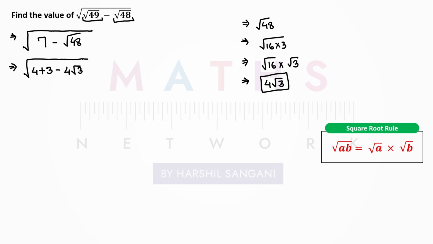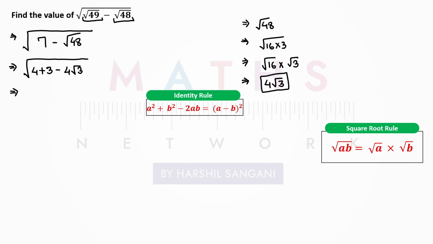Here guys, there is a square root, so we have to bring this expression in the form of a square to solve it. For that, we use this identity, that is a square plus b square minus 2ab equals a minus b whole square. Now guys, we have to get this 4 and 3 in the form of a square. So 4 we know is the square of 2, so we can write it as 2 square. But guys, 3 is not the square of any number, so we write that as root 3 whole square because that equals the same, and minus 4 root 3 as it is.